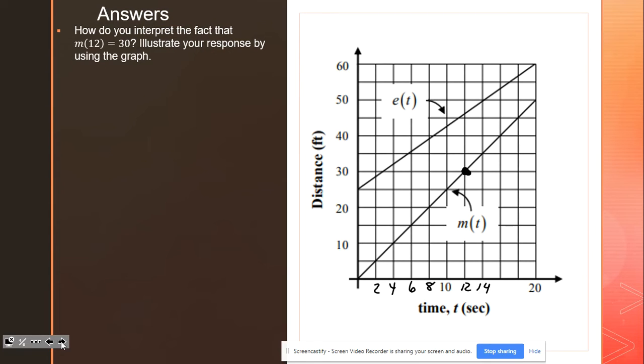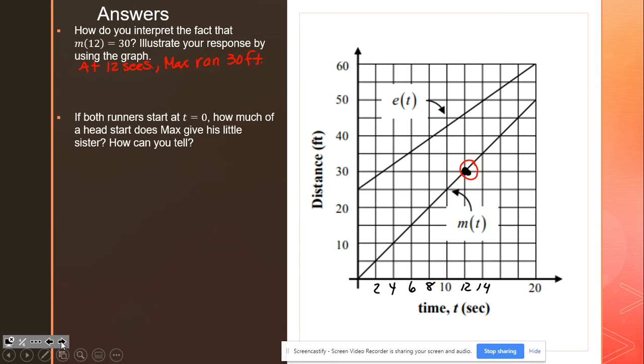Meaning that at 12 seconds, Max ran 30 feet. Remember, we're talking about Evie and Max in this problem, and we are determining how fast they are running. So at 12 seconds, sorry for my poor writing there, that should be an S. At 12 seconds, Max ran 30 feet, and I did illustrate it on my graph right there.